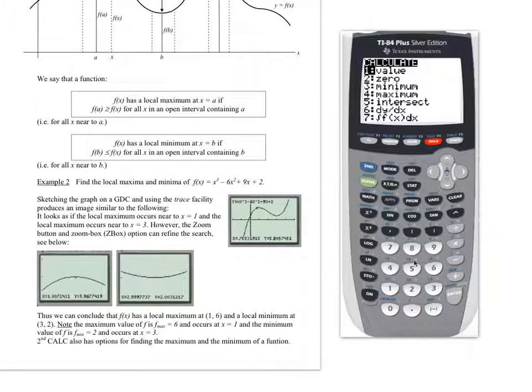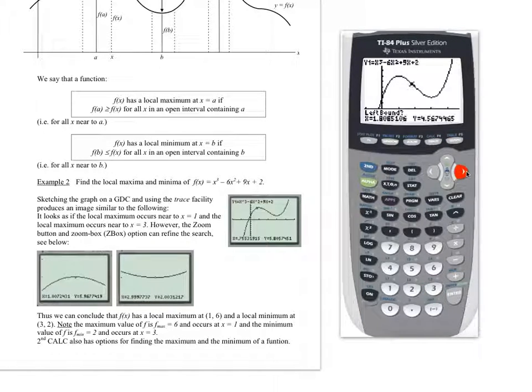If you want to find a minimum, it's very, very similar. You press 3 instead of 4. Again, you move the cursor to the left of the minimum, where the minimum that we're looking for is right at the bottom here. So we may have to then shift the cursor over to the right of the minimum, press enter, and then go over the minimum and guess again, press enter, and again it should give us an answer that's pretty close to the coordinates of that point.